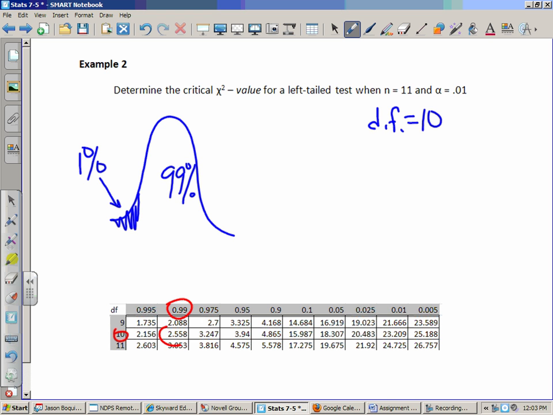So we're going to go to 10. So that's this one right here. And 0.99 because 99% to the right. So does it make sense that this critical value is much smaller than the first one? Well, because it's to the left side, right? And so chi-squared critical is 2.558.